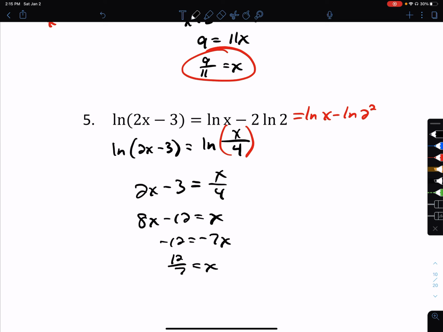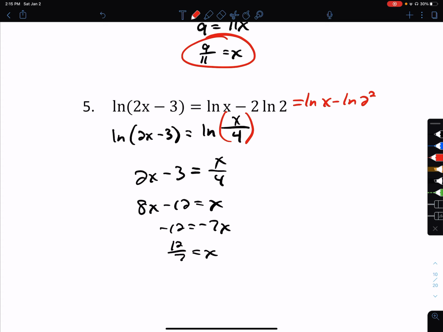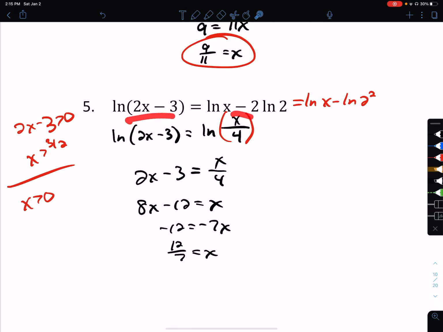And before I make any conclusions, I got to make sure that my arguments are bigger than 0. We got x is bigger than 3 over 2. X is bigger than 0 for these. This is bigger than 3 over 2, and it's bigger than 0, so this answer works.